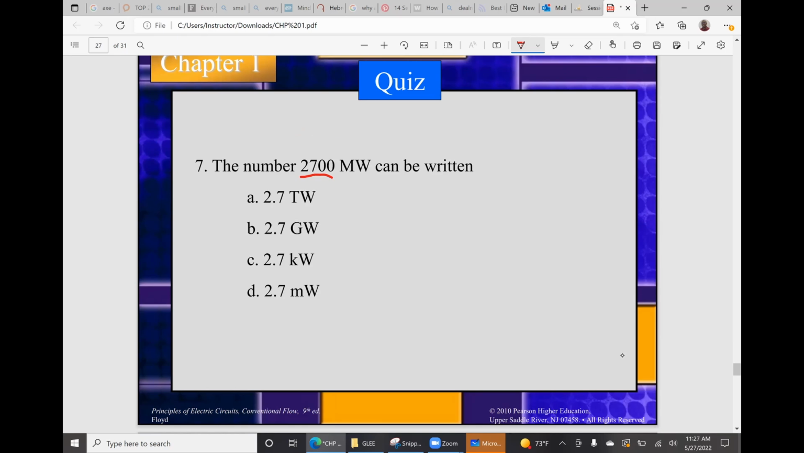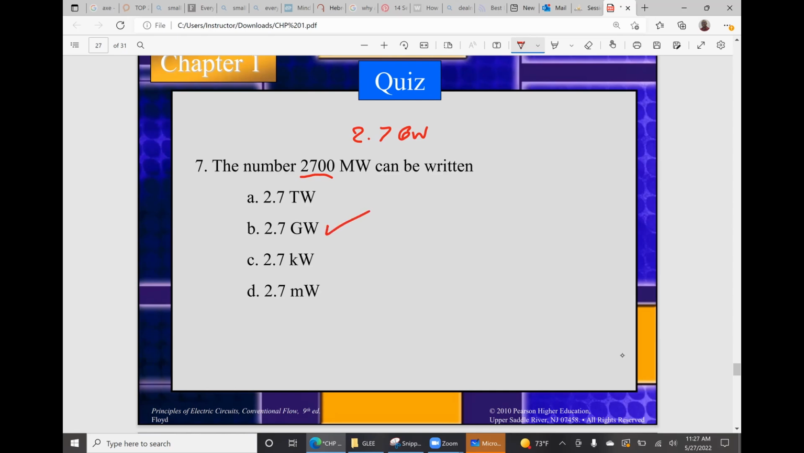Okay, hold on. So 2.7 megawatts. We can write this as gigawatts. Mega is 10 to the 6, which is million. So it's going to be 2.7 gigawatts.